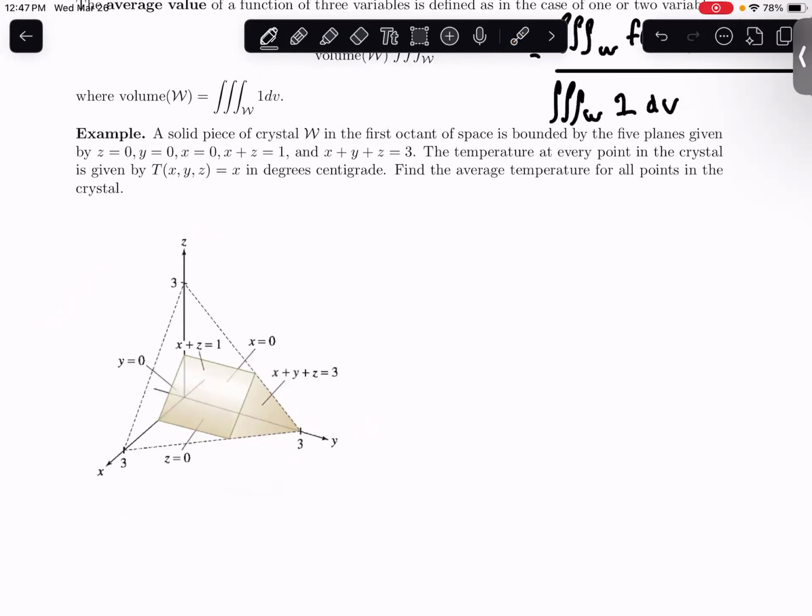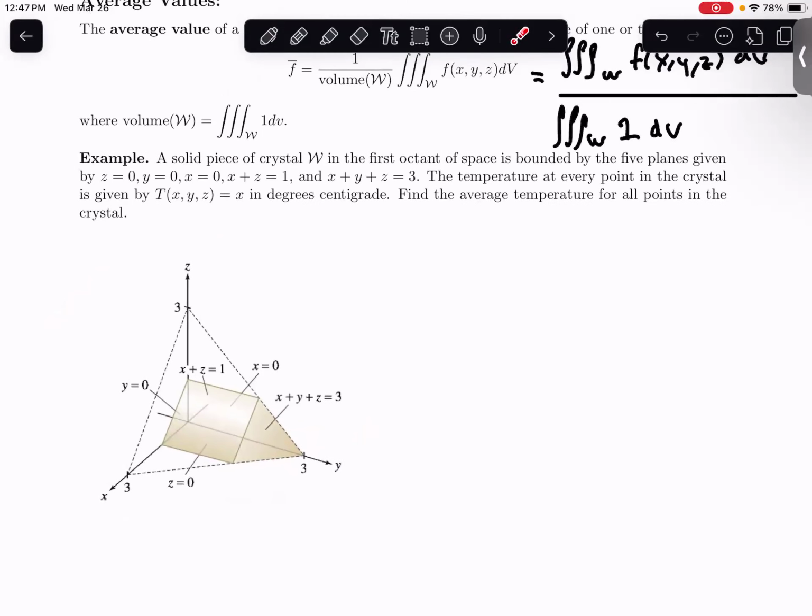So we know some information. In order to find the average value of f, we had to have a triple integral. It tells us here that z is bounded below by z equals 0, y equals 0, and x equals 0. So we always have 0 less than or equal to x, less than or equal to something. We always have 0 less than or equal to y, less than or equal to something. And we always have 0 less than or equal to z, less than or equal to something. Now we need to determine what these upper bounds are going to be.